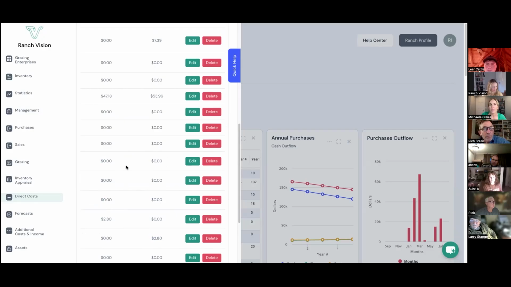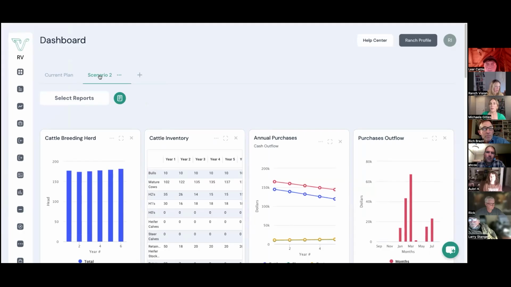Just to be particular, if your lease is changed, do you want to change it in your original one? Well, yeah, if you're looking at a scenario where your lease changed, then you'd want to be in that scenario. But if you want to change your current plan, definitely, because these are going to be completely independent. Once you copy them and duplicate it, any changes you make aren't going to be reflected in current plan.